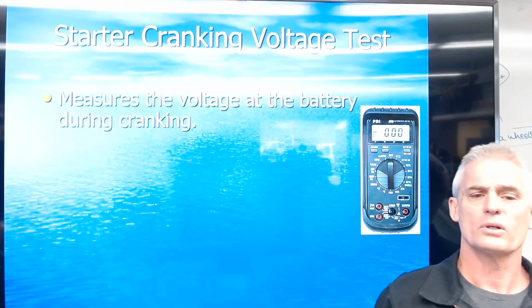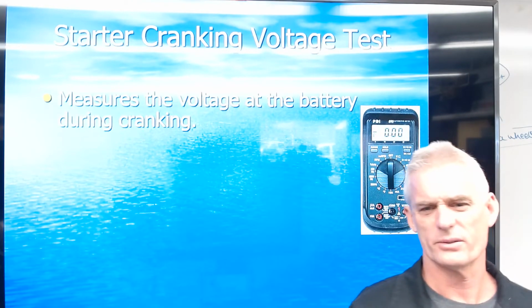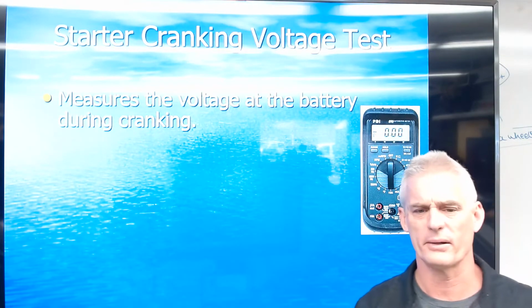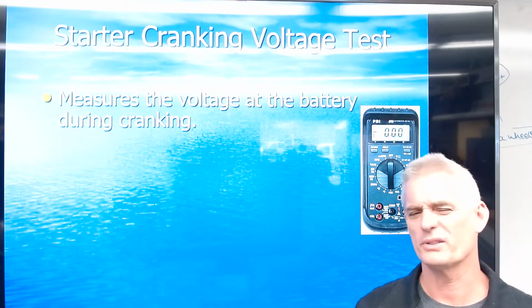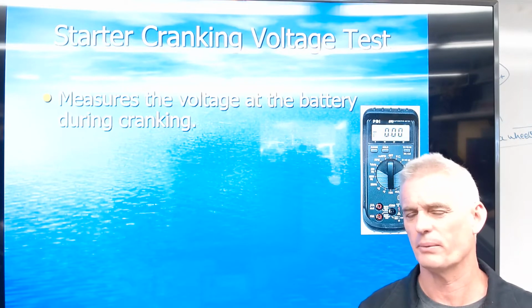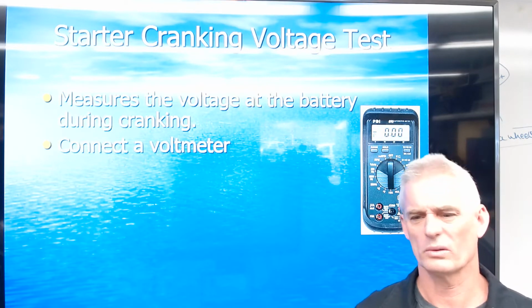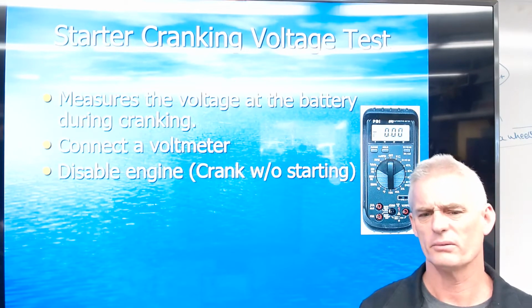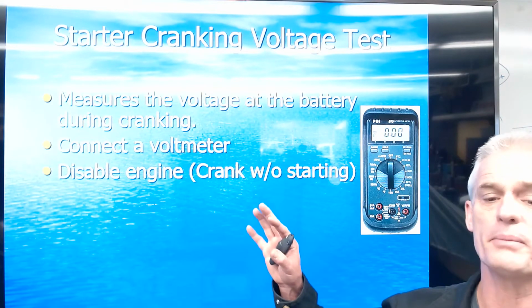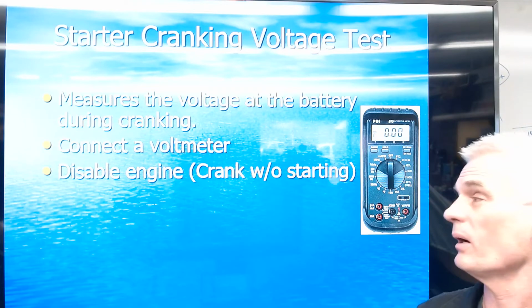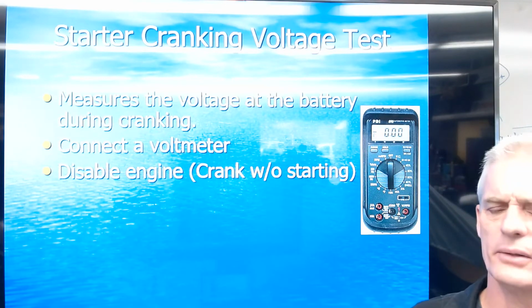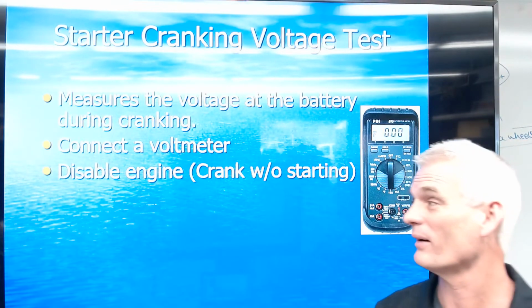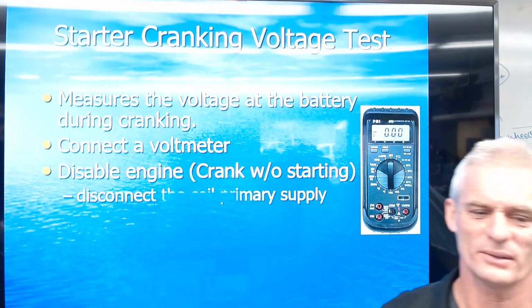We can do what's called a cranking voltage test. This is where we just hook up a voltmeter to the battery, and we measure the voltage at the battery during cranking. We want to see what it is. So I just put down here, connect a voltmeter, disable the engine. If we're just going to do the measurement, we'll do it with it disabled. Obviously, for diagnosing an engine, we probably wouldn't disable it. We would probably just crank the car and see what the voltage is.